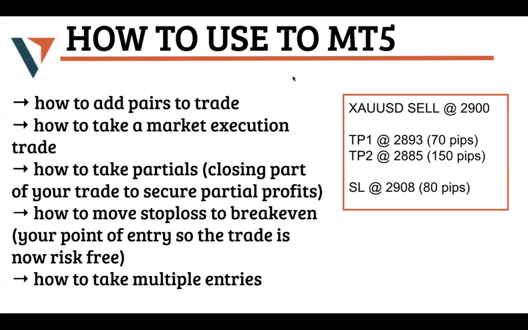So we're going to use this signal and I'm going to show you guys how you add pairs to trade. So on MetaTrader 5, if you do not see the pair or commodity or whatever it is you're trading, I'm going to show you how you can go ahead and add that. We're going to actually go ahead and do a market execution trade. So actually taking a trade, how to take partials. If you're following people and taking signals, it's important that you understand how to close part of your trade. So when I say partials, you're closing part of your trade in order to secure profits.